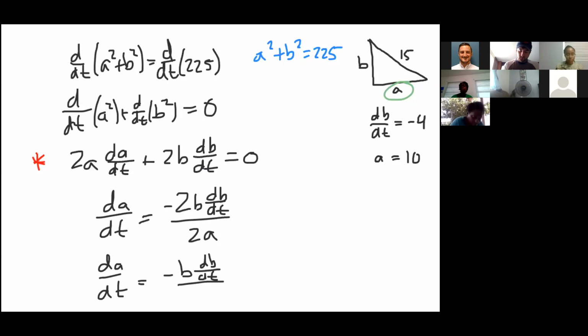Oops, not 2a. So I get that how these rates are related to each other is the negative of b times how b changes over time divided by a. And I know 2 of these things already. I know dB over dt. I know what my a is, but what is the one value that I'm missing?